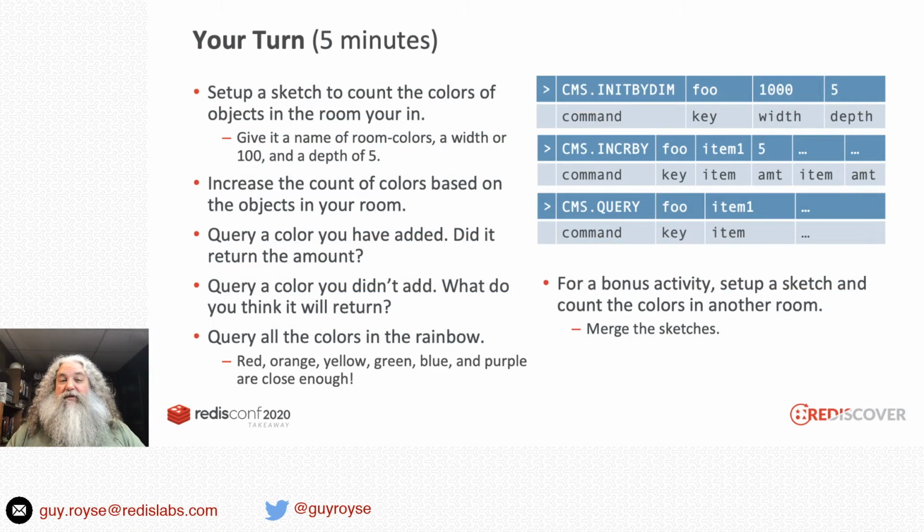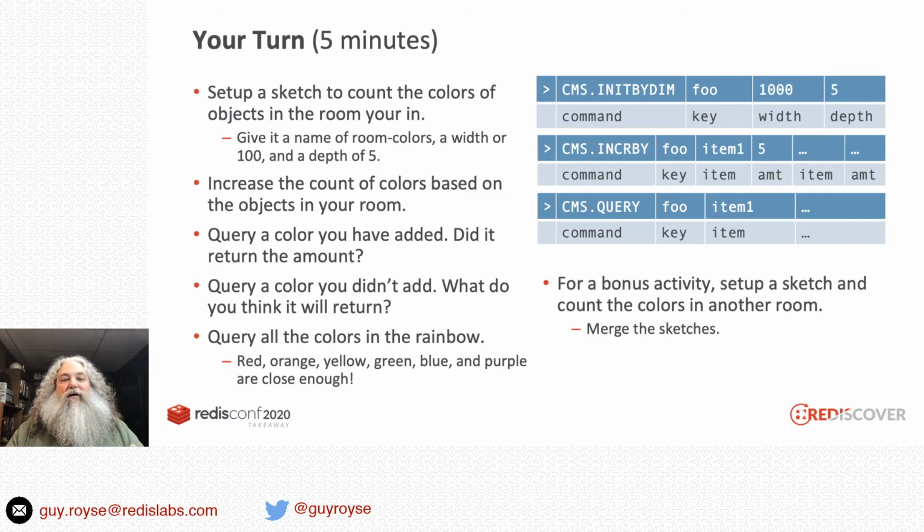So it's your turn to play with a count min sketch. How about we set up a sketch to count the colors of objects in the room you're in. So I'm looking around my office right here. I see some green things. I see some red things. You can see the background of my office. There's a lot of brown in my office. There's a bunch of colors, and so I'm going to create a sketch, and I'll start adding room colors, and how many items of those colors I see. Increase the counts of the colors based on the objects in my room.